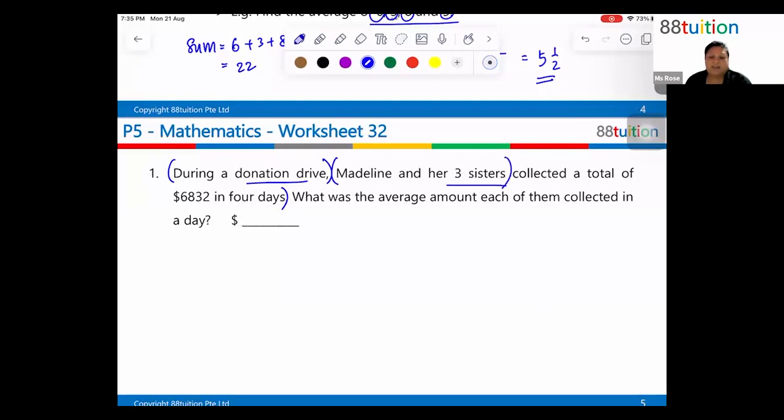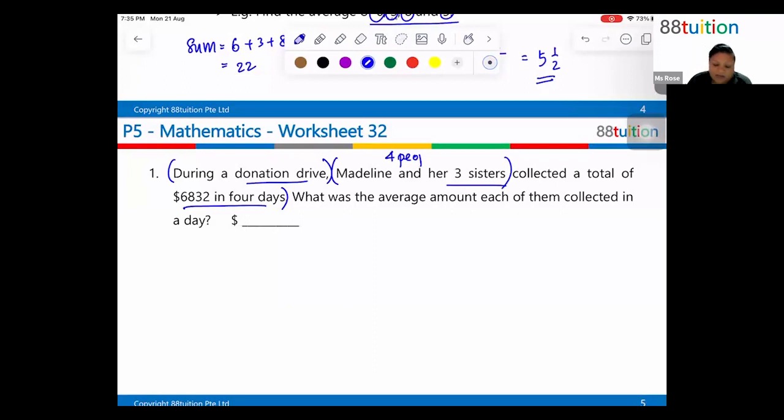Now, Madeline and her 3 sisters. So how many people are there? You have Madeline and the 3 sisters, so there are a total of 4 people. 4 people, right? Now, they collected a total of this amount in 4 days.